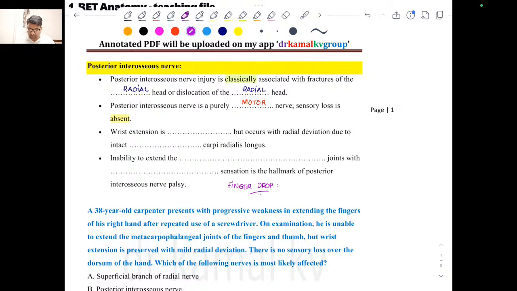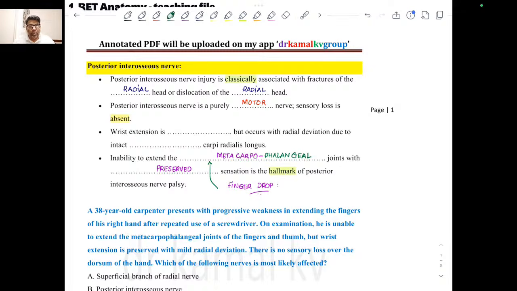Now what happens in finger drop? There is inability to extend the metacarpophalangeal joint, the MCP joint, and there is no loss of sensations. So I'll write: preserved sensations is the hallmark of posterior interosseous nerve palsy. So there is finger drop, there is no sensory loss, and finger drop is inability to extend the MCP joint.